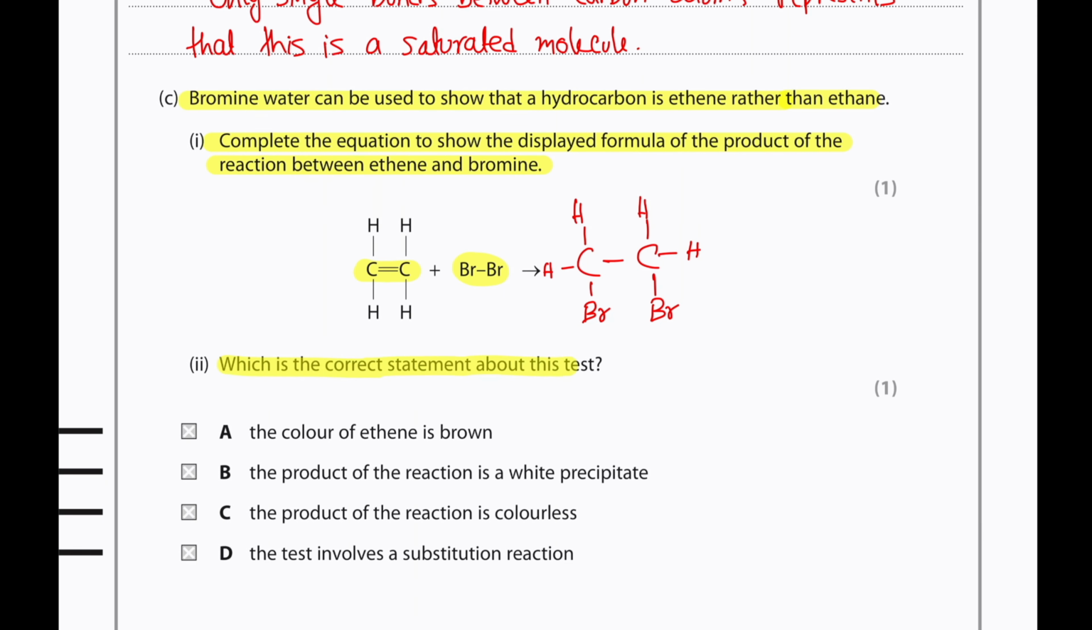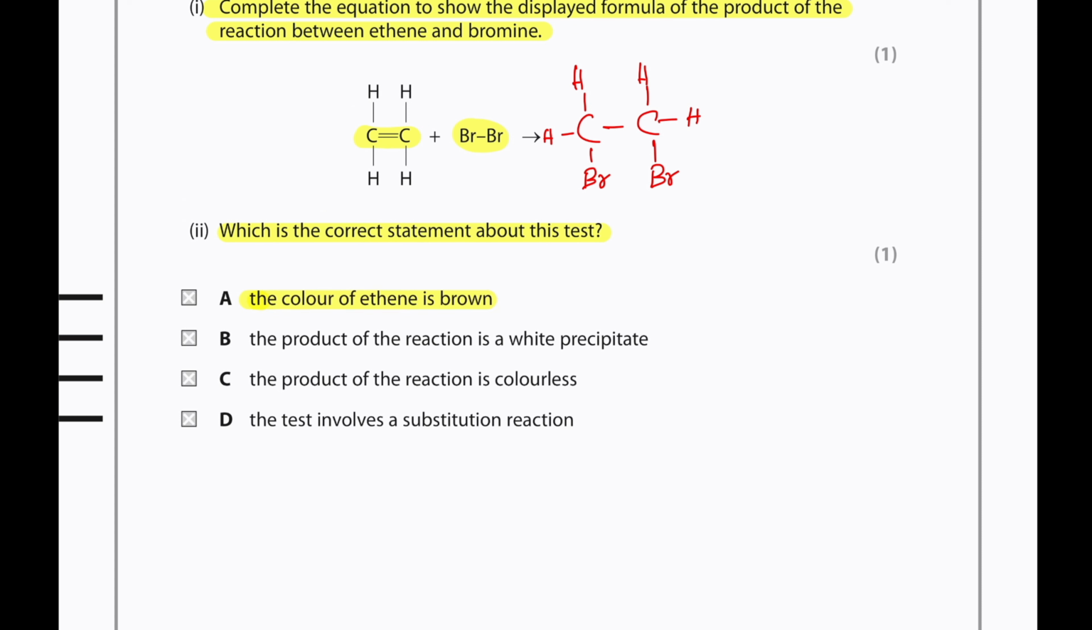Which is the correct statement about this test? The color of the ethene is brown? No. The product of the reaction is a white precipitate? No. The product of the reaction is colorless? Yes. Final one, the test involves a substitution reaction? No. The test involves an addition reaction.